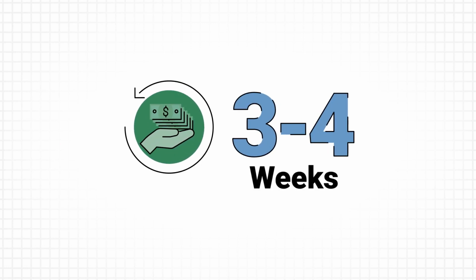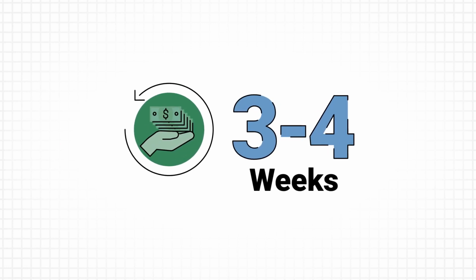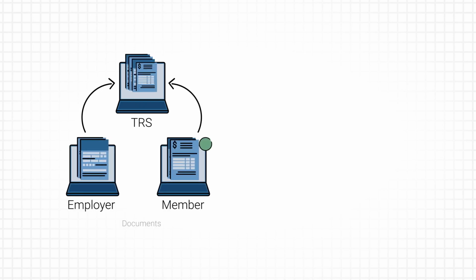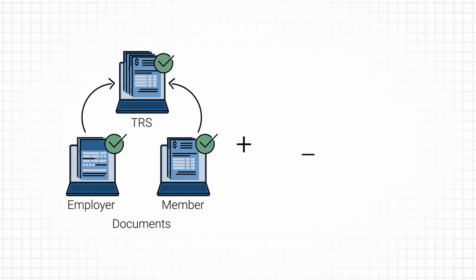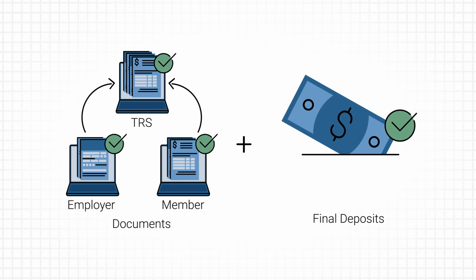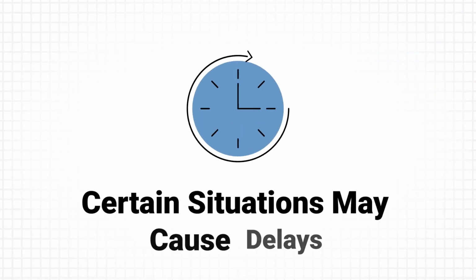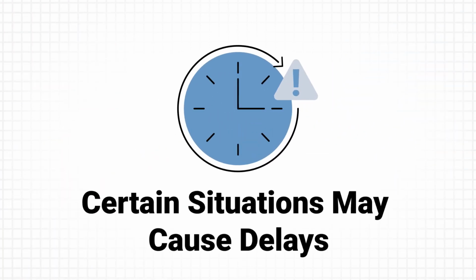Generally, a refund payment will be issued within 3 to 4 weeks after all required documents have been received and your employer's monthly payroll report has been processed by TRS. Certain situations may delay the processing of a refund, including if you have been re-employed by a TRS-covered employer.